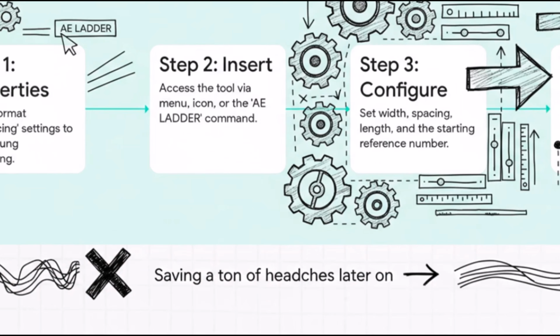Oh, absolutely. AE ladder. That's the command. Just type that directly into the command line. You completely bypass all the menu digging and go straight to the configuration dialog box. And this is where the smart part of AutoCAD Electrical kicks in immediately. Because right away, you aren't just drawing lines, you are setting up the rules of the game for the entire drawing. Yeah, I was looking at the screenshot of that dialog box in the source, and it is dense.